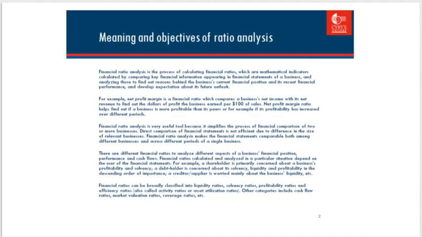There are different financial ratios to analyze different aspects of a business's financial position, performance and cash flows. Financial ratios calculated and analyzed in a particular situation depend on the user of the financial statements. For example, a shareholder is primarily concerned about a business's profitability and solvency. A debt holder is concerned about its solvency, liquidity and profitability in the descending order of importance. A creditor, supplier is worried mainly about the business liquidity, etc.